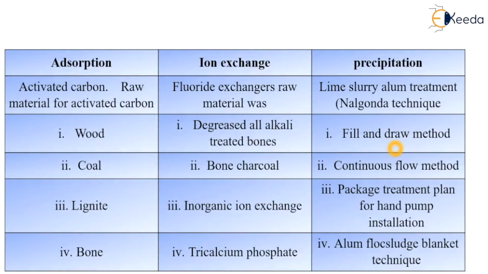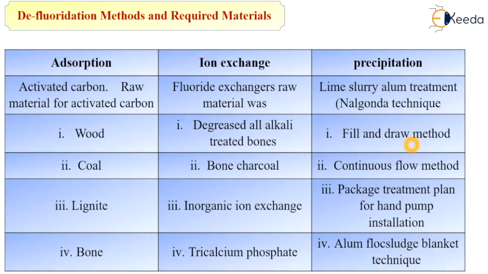In precipitation, we use lime slurry and alum treatment, with the fill and draw method, continuous flow method, package treatment plant for hand pump installation, and alum flock sludge blanket technique. So these are the defluoridation methods and required materials. By using one of these processes, either adsorption, ion exchange, or precipitation, we are removing the fluoride content from water.